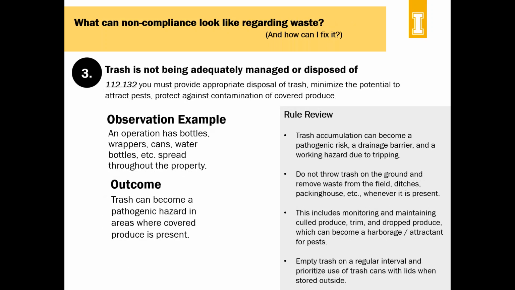So third would be that trash is not being adequately managed or disposed of. So this would be section 132. So you must provide appropriate disposal of trash to minimize the potential to attract pests and protect against contamination of covered produce. So an example of this would be an inspector if they were walking around and they see just trash everywhere, which we talked about this a little bit last week as well, but cans, water bottles, etc., just kind of all over the place.